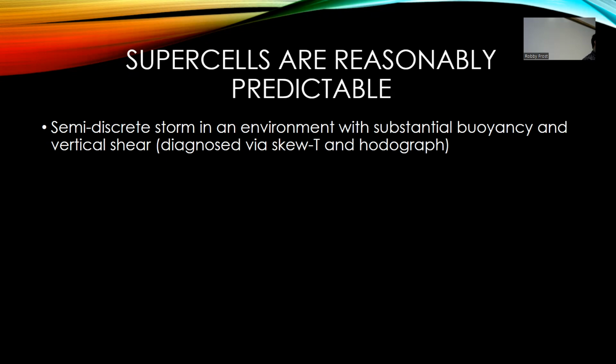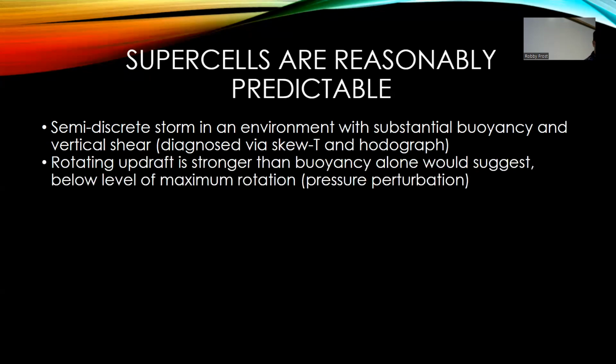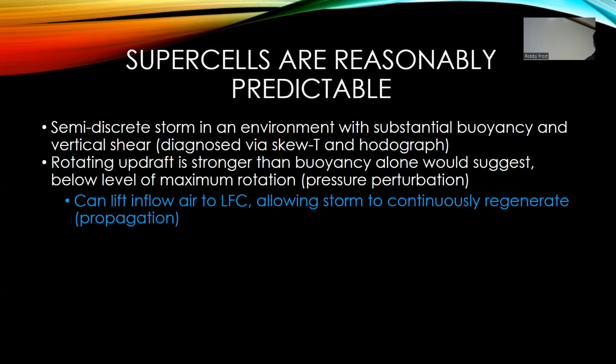But if you can get semi-discrete updrafts in an environment with substantial buoyancy and vertical shear, the right hodograph shapes, all that stuff, you can get supercells. And of course, the rotating updraft is stronger, especially below the level of maximum rotation. That's the pressure perturbation argument. It's the vacuum cleaner. So you end up with a stronger updraft lower in the storm than you would get from buoyancy alone. And of course, the importance of that is you can force air up, and this is how the storm continuously regenerates itself.